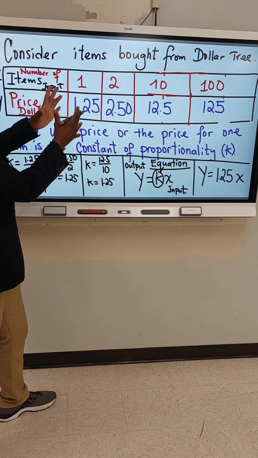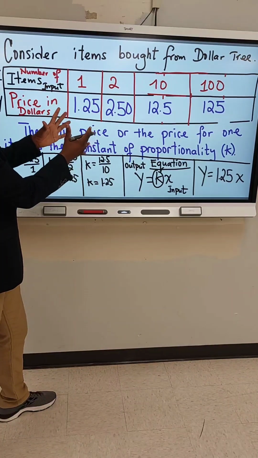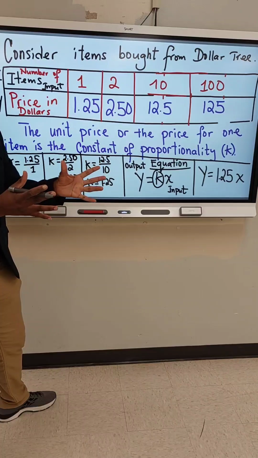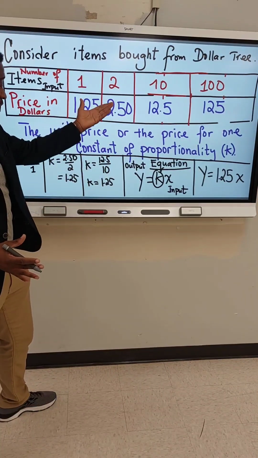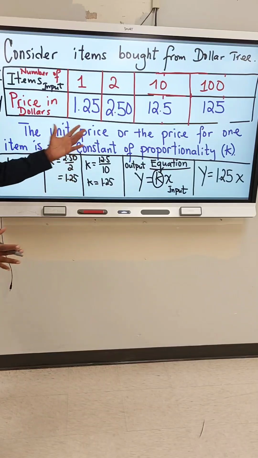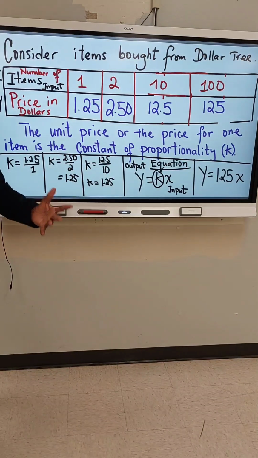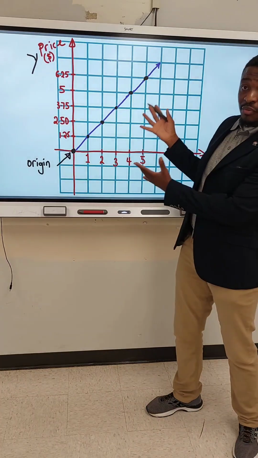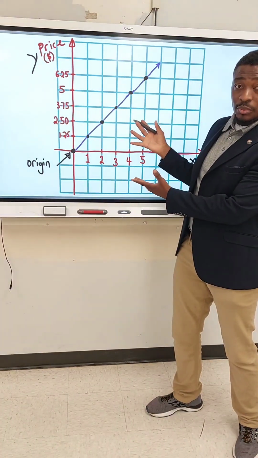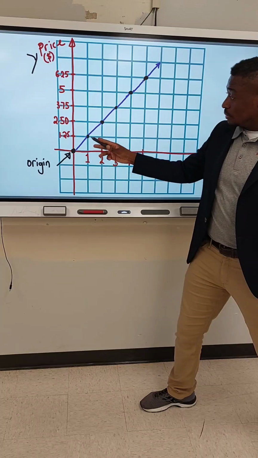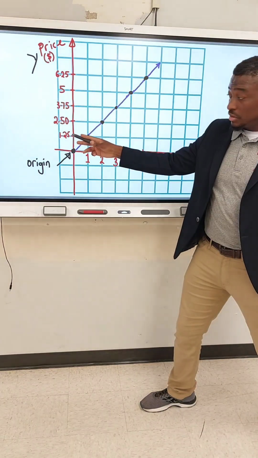How can we see this scenario on a graph? Okay, we want to have multiple representations of this proportional relationship. So we have a table here, we have an equation here. Now let's look at how this proportional relationship looks on a graph. So this is how we represent that Dollar Tree table on a graph. On this graph, we can see that one item costs $1.25.